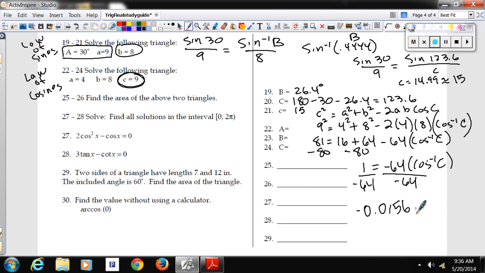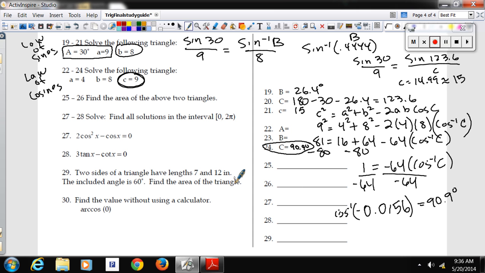Then you're going to put that into your inverse cosine. So that goes into the cosine inverse. We're going to put that in. So inverse cosine of 0.0156. Oh, I forgot the negative. Can't forget the negative. You've got to put negative in. Negative 0.0156, equals. You get 90.9 degrees. So little c for number 20, or big C here, is 90.9 degrees.